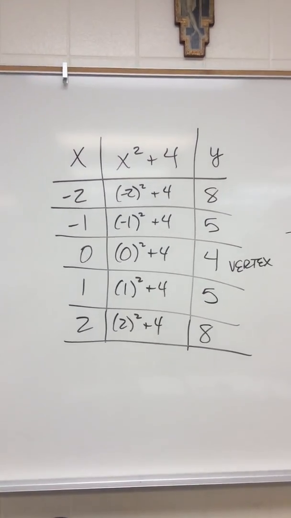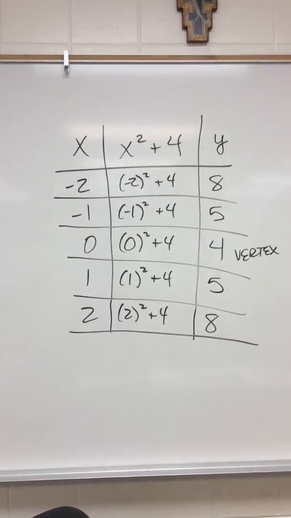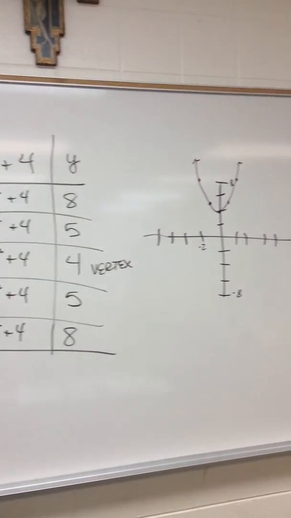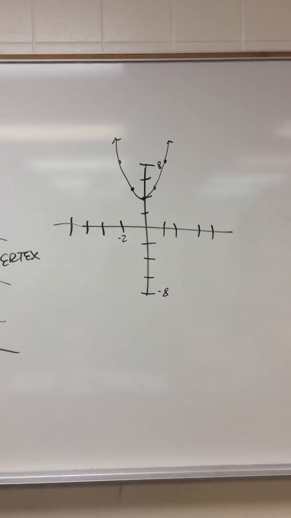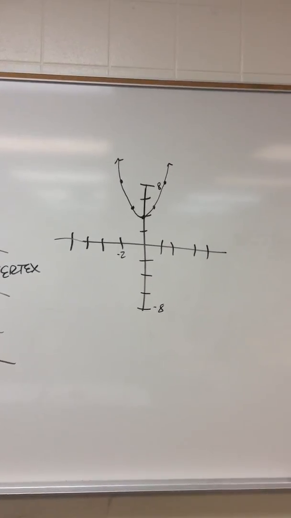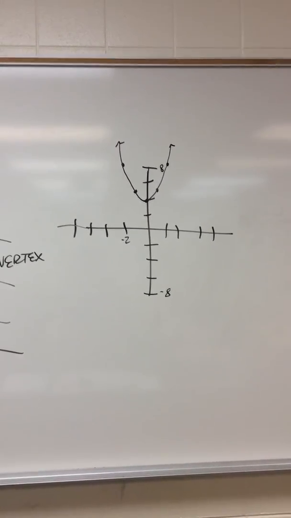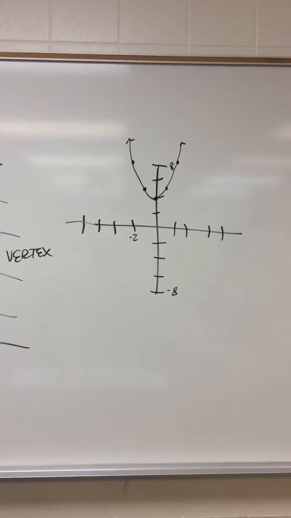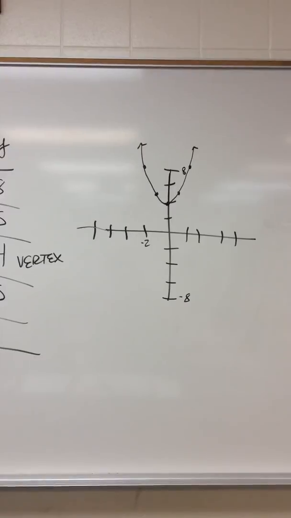I know from the x squared being a positive 1 in the rule that it's going to open upward. So here's what my graph looks like. There's my vertex at 0, 4. It opens upward, so my minimum value here is y equals 4. There are no lower values than that. And again, the axis of symmetry happens to be the y-axis. It won't always be, but it is for this one.